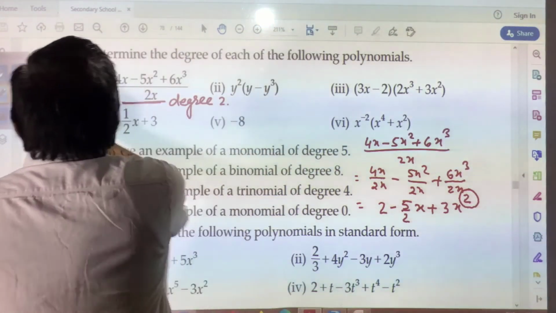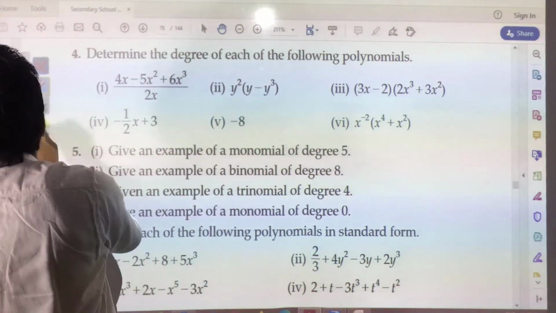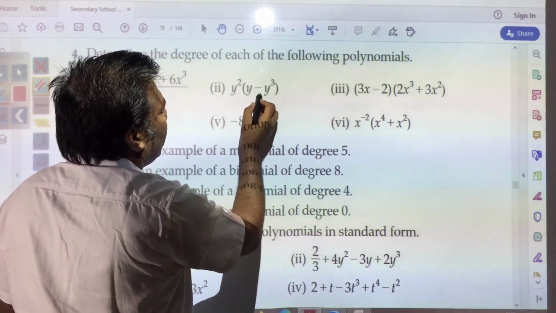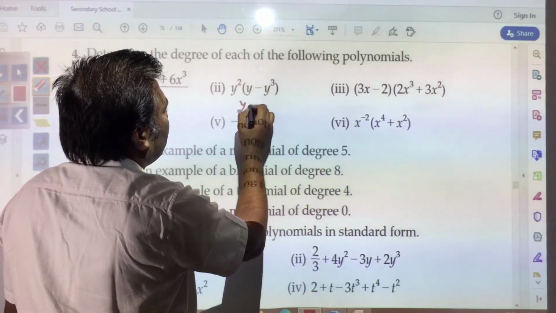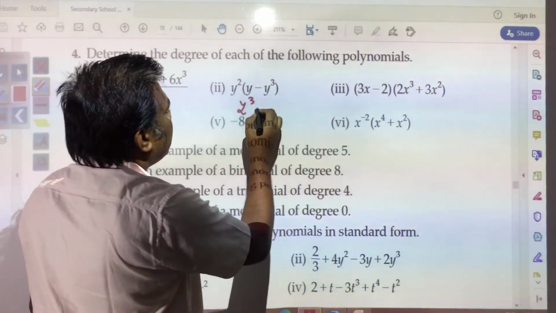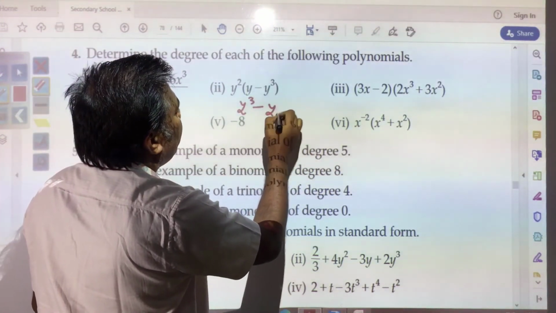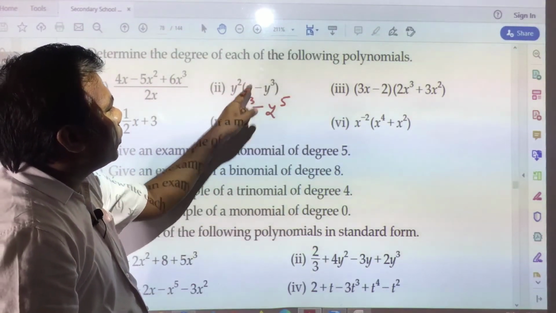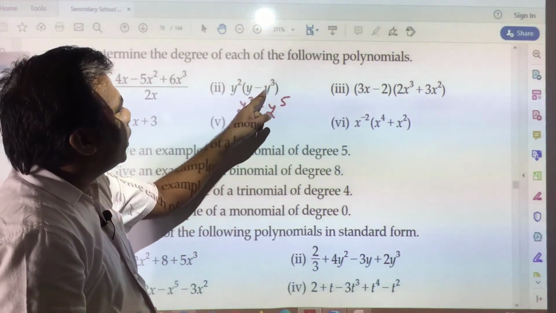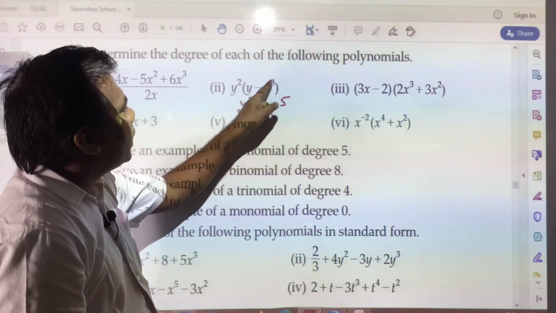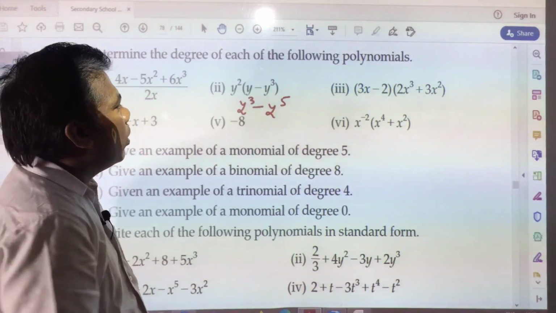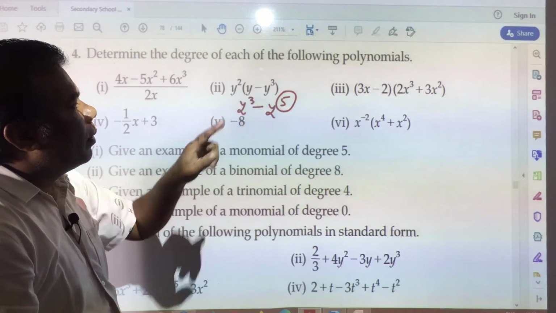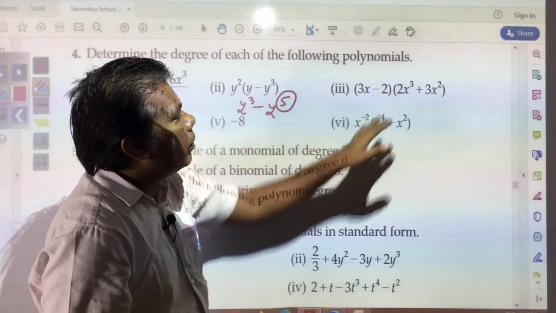Here you see this is again required to be simplified, y square into y minus y cube, it can be written as y cube minus y to the power 5. y square and y to the power 1, 2 plus 1 is 3, y cube. y square into minus y cube means 2 plus 3 is 5, y to the power 5 you got. So, maximum power is what? 5. So, degree is what? 5.